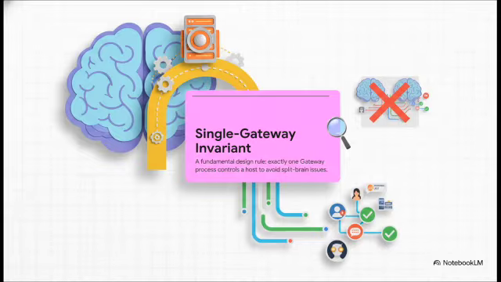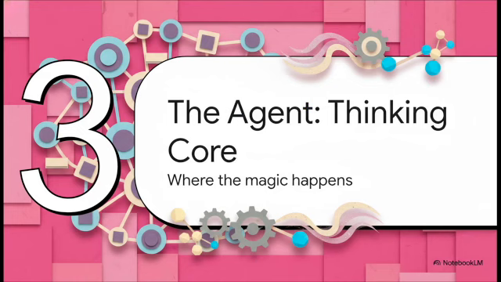Having a single process in charge prevents these confusing split brain scenarios where different parts of the AI might have conflicting information. This simple rule is the key to the whole system's reliability. Okay, so we've seen the hub. Now let's look at the brain. The agent runtime is the component that actually processes your requests, thinks, and decides what to do. This is where the AI magic happens.